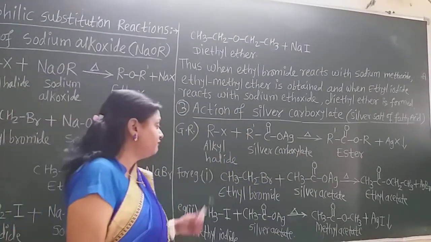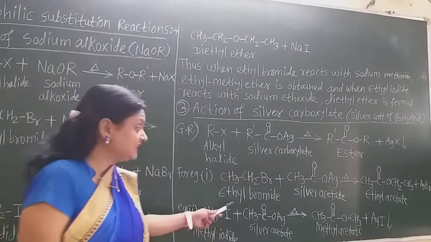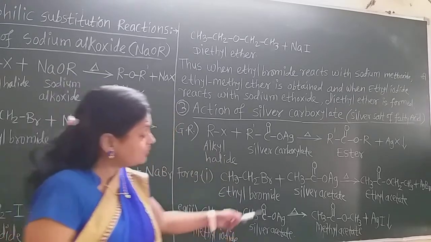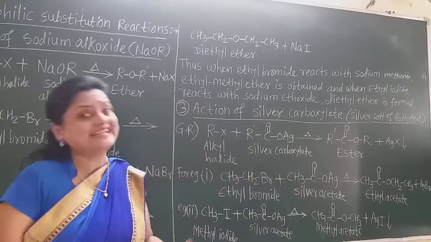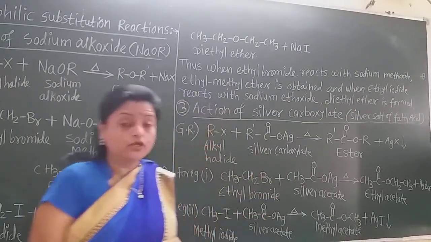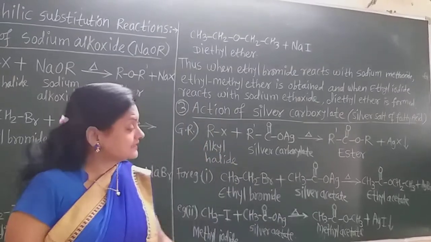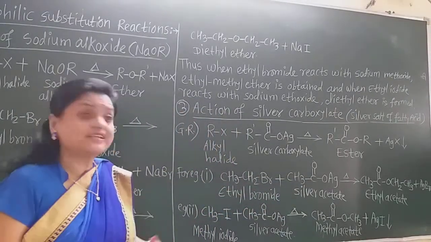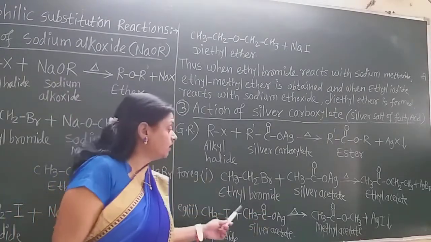In this way, if we take a particular example such as ethyl bromide, as the alkyl halide, it reacts with silver acetate. This is the silver salt of acetic acid, because CH3 C double bond O, here R dash is the CH3 group, so it is acetic acid. In place of that hydrogen there is silver, so it is the silver salt of acetic acid. So it is silver acetate, which reacts with ethyl bromide.